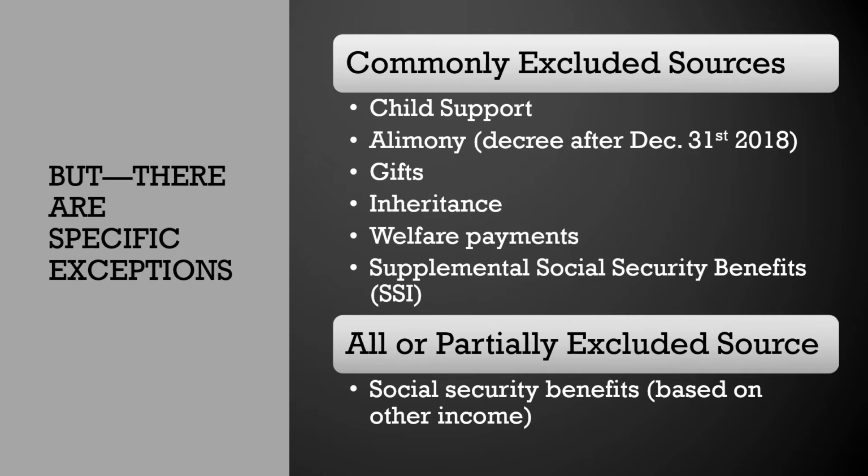Gifts are excluded to the recipient. Inheritance is also excluded income for the recipient. Welfare payments, so any payments that are based on need, are excluded, as well as supplemental Social Security benefits, or SSI. In addition, another source of income that might be all or partially excluded is Social Security benefits, and that's going to be based on the other income that our taxpayer has. And we will cover more about how Social Security is taxed or not taxed and the calculation of that in a future lesson.